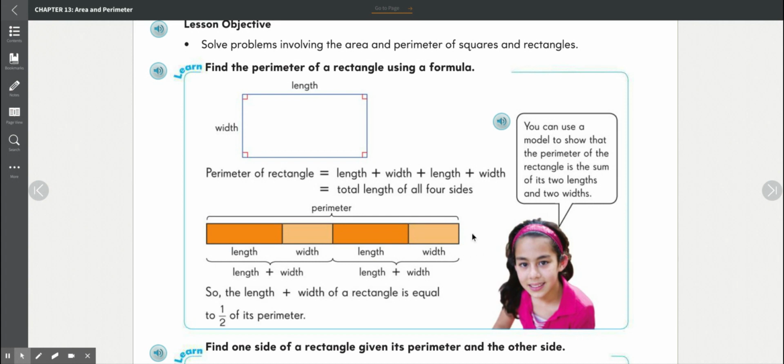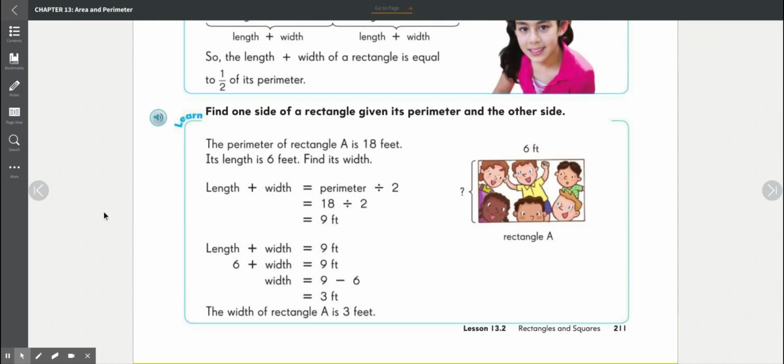We can use a little model like this to help us visually see that the perimeter of a rectangle is the sum of its two lengths and two widths. So if I know that I have length plus width plus length plus width, or 2 times the length plus the width, then I know that half of the perimeter is worth a length plus a width. That's going to help me for the next type of problem we're going to do.